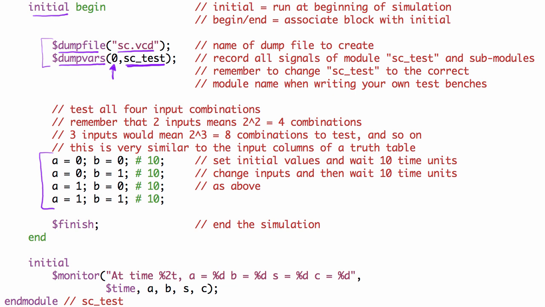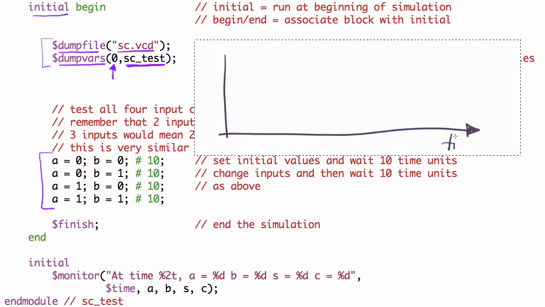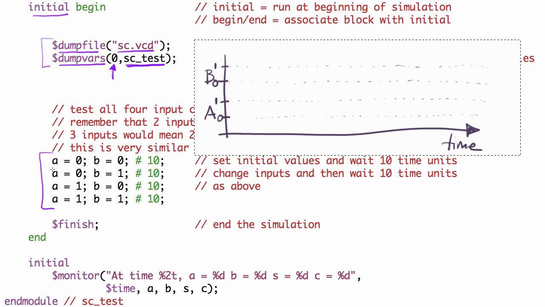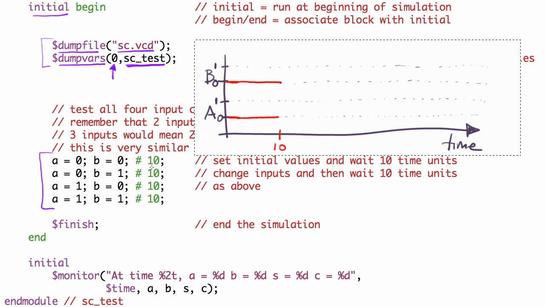So let's see what these signals would look like. We can draw the value of these signals over time. The code says that A should initially be 0 and B should initially be 0. So A starts at 0 and B starts at 0, and this should be true for the next 10 time units. Since these values weren't told to change, they're going to hold whatever value they were given.